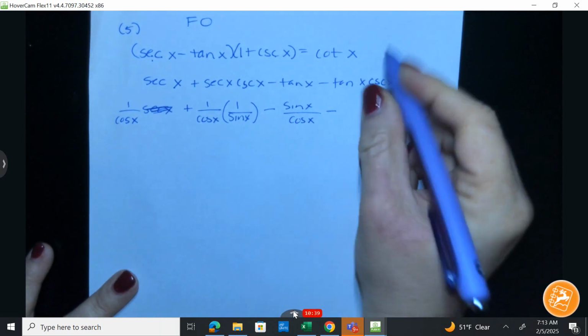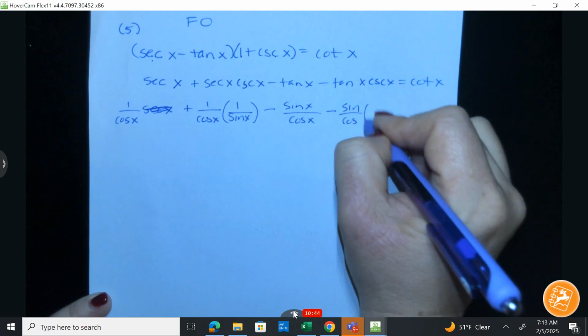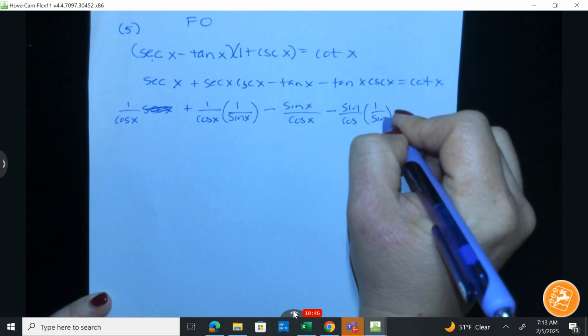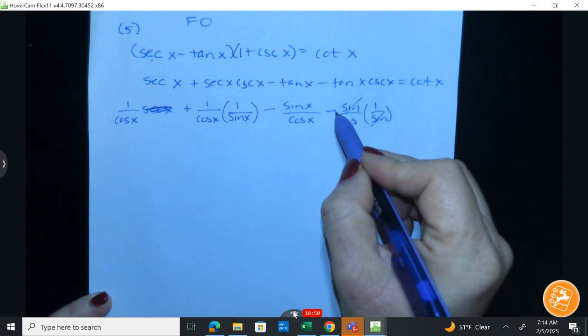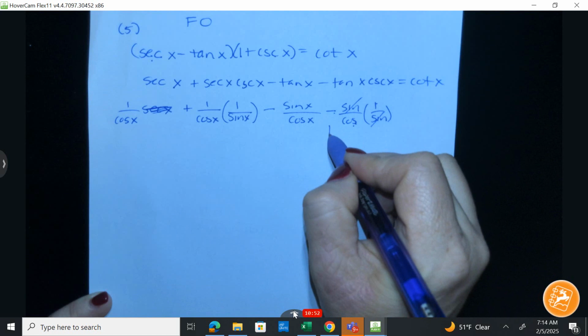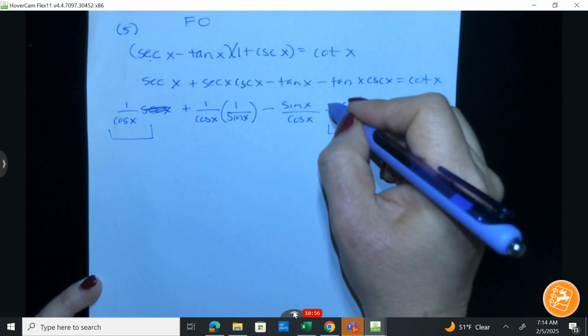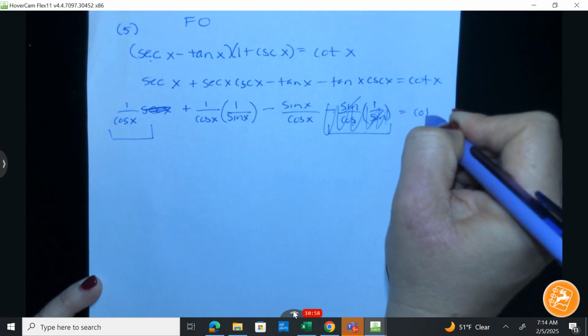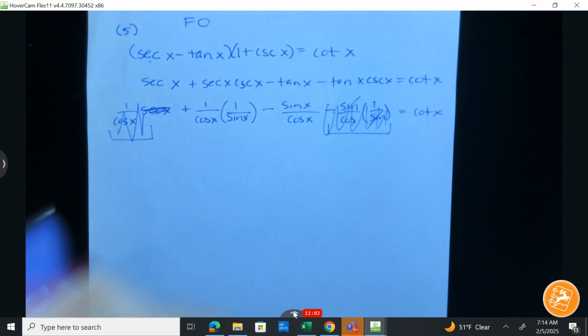And then, okay, tangent is sine over cosine, and cosecant is 1 over sine. So notice I have a negative 1 over cosine for this term, and I have a positive 1 over cosine for this term. So they are going to cancel out.